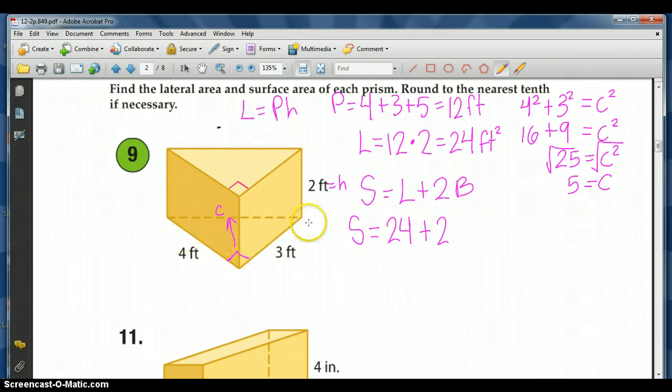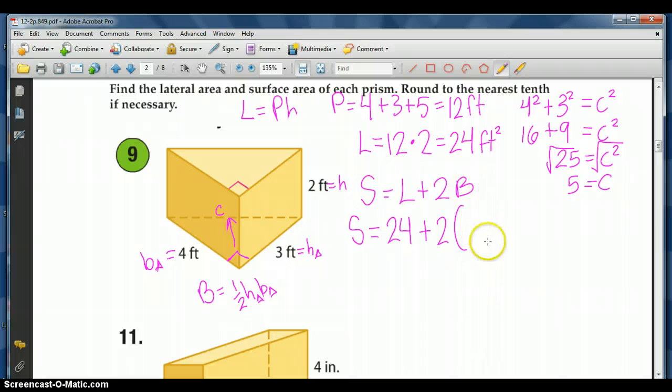So since my base is this triangle, formula for area of a triangle, the area of the base will be half of the height of the triangle times the base of the triangle. Not to be confused with the height of the prism. So we could call this our height of the triangle and this our base of the triangle.